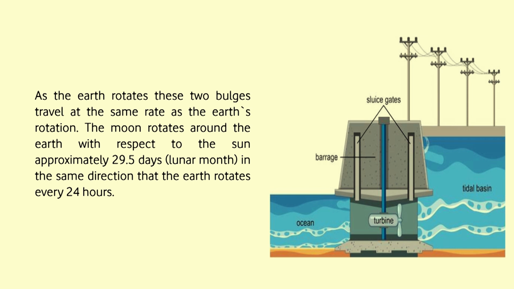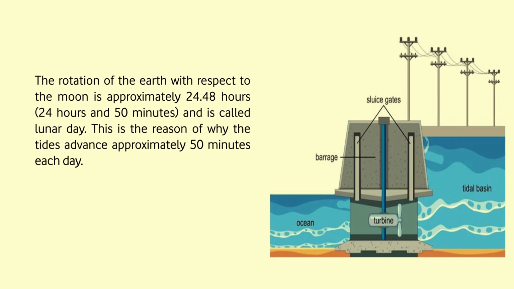The moon rotates around the earth with respect to the sun in approximately 29.5 days, a lunar month, in the same direction that the earth rotates every 24 hours. The rotation of the earth with respect to the moon is approximately 24.8 hours, that is 24 hours and 50 minutes, and is called a lunar day. This is the reason why the tides advance approximately 50 minutes each day.